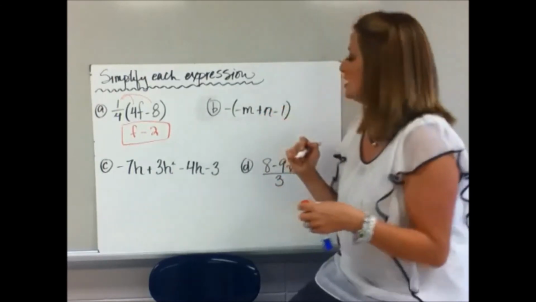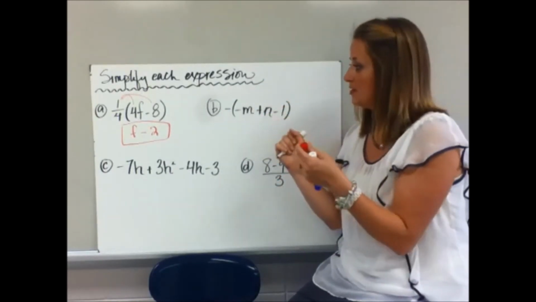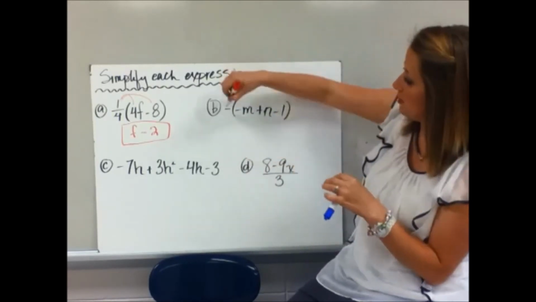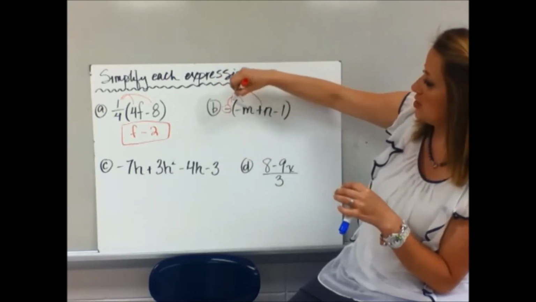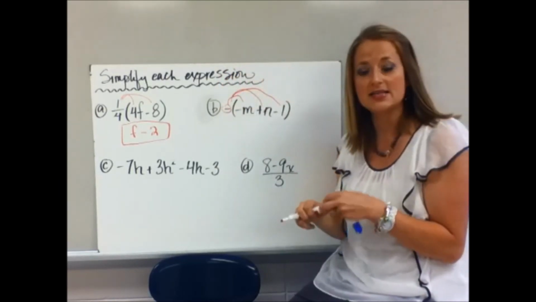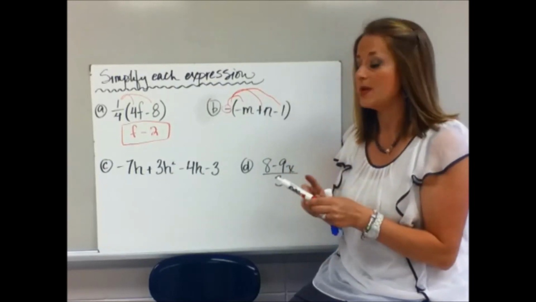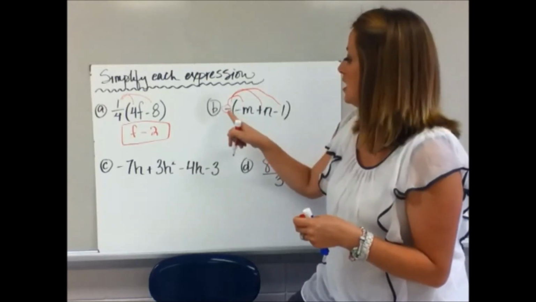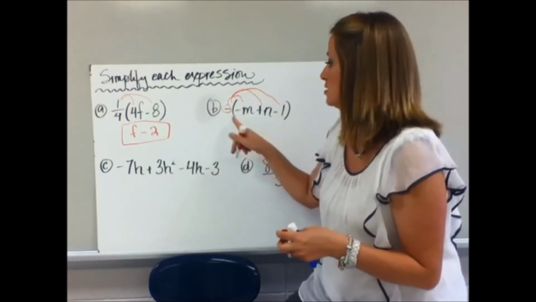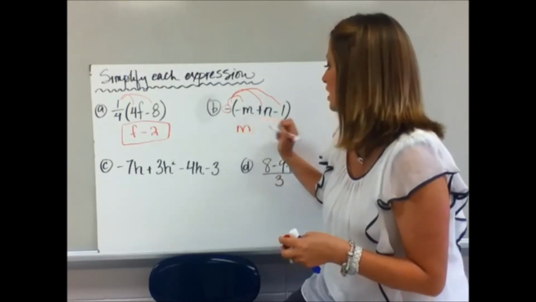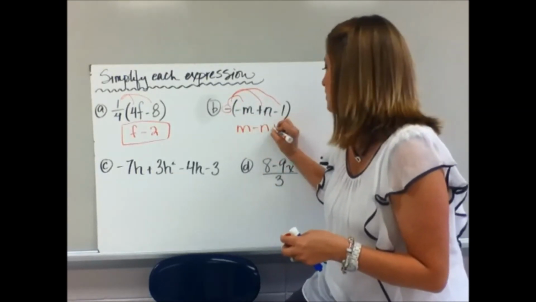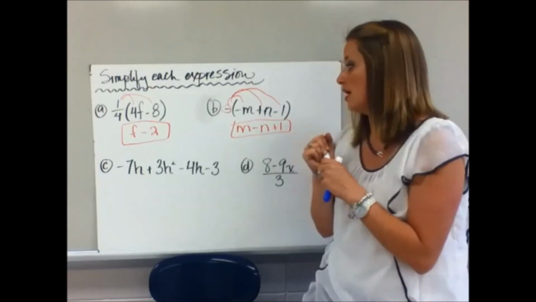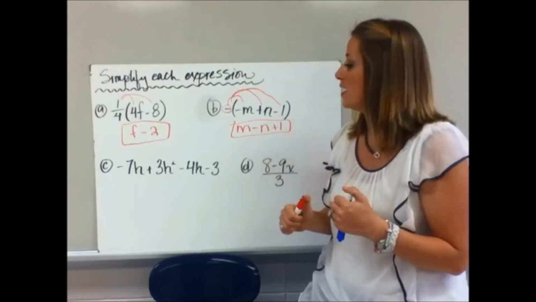Looking at practice B, it's negative, then what's in parentheses, negative m plus n minus 1. So what is happening is you're distributing that negative to each term. There are 3 terms in this case, and when you're multiplying by a negative, this is the multiplication property of negative 1. What is happening is you're changing each term to its opposite sign. That's like multiplying negative 1 times each of those. So this becomes positive m, n becomes negative n, and negative 1 becomes positive 1. So simplified, that is m minus n plus 1. I cannot combine any of those because none of those are like terms.